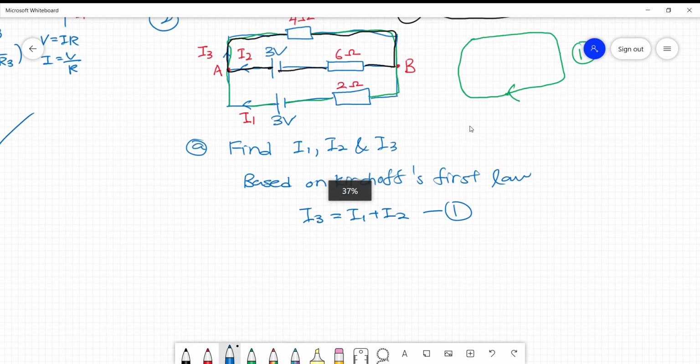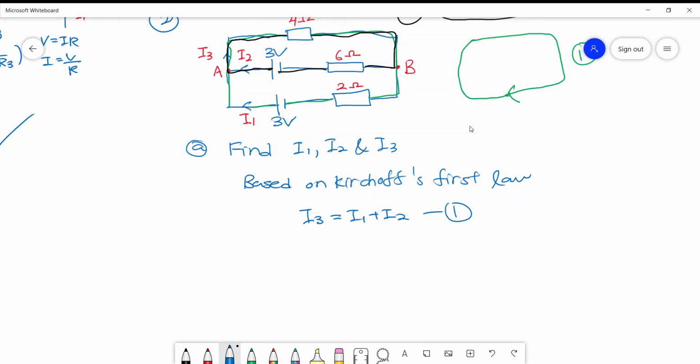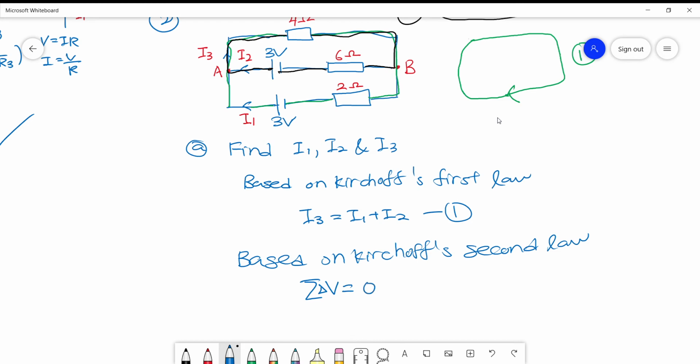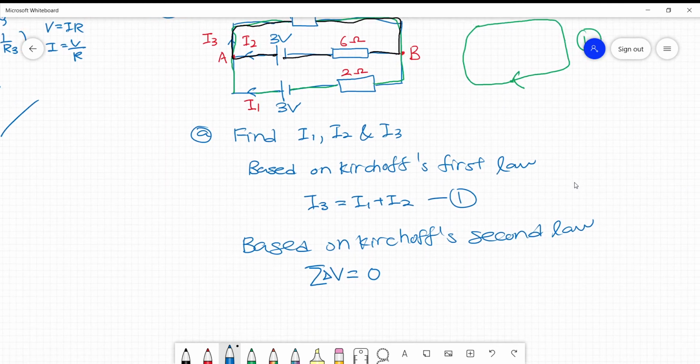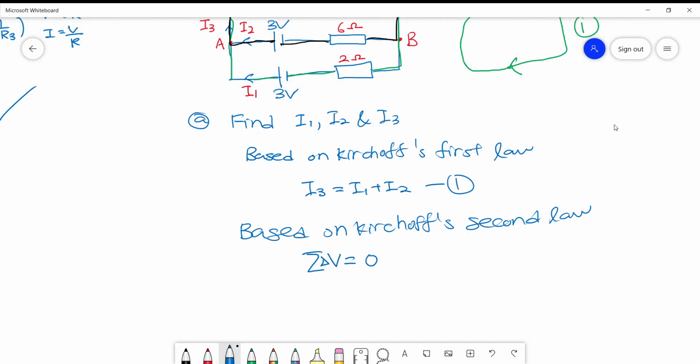I prefer to begin with this first battery, which is 3 volts. Based on Kirchhoff's second law, the sum of the potential differences, or the change in electric potential, which is more accurate, in a closed loop is equal to 0. So for the first loop, start from the lower part.